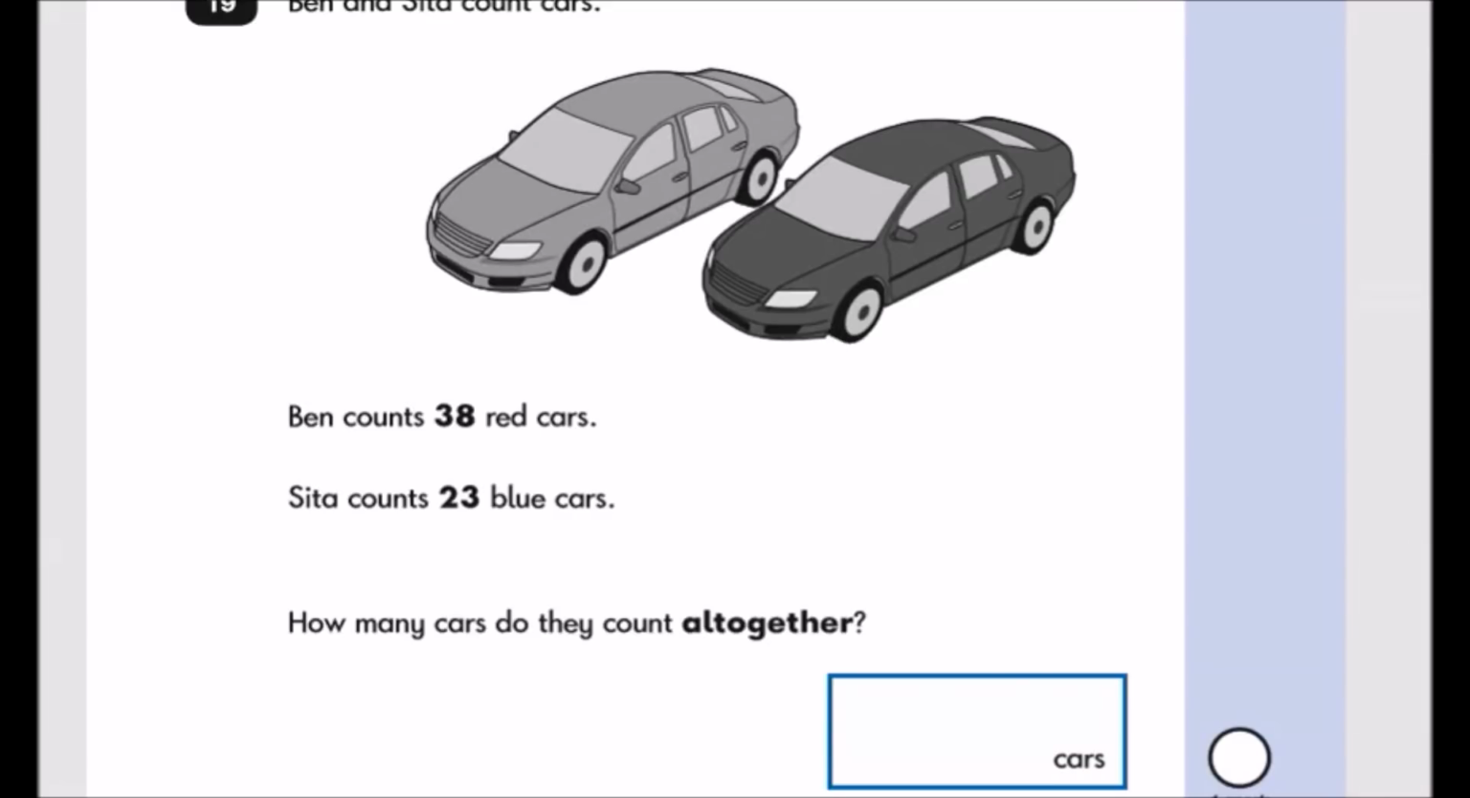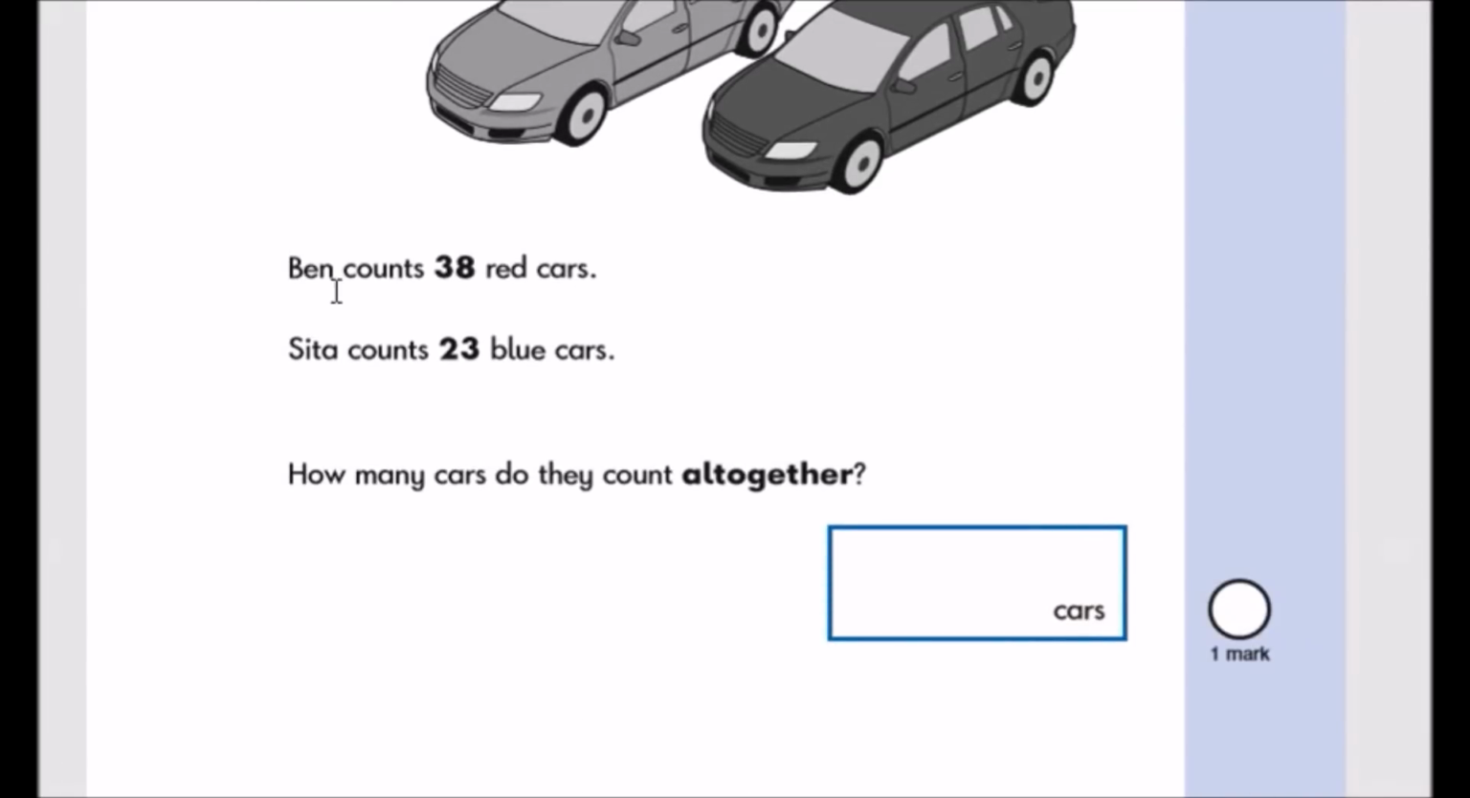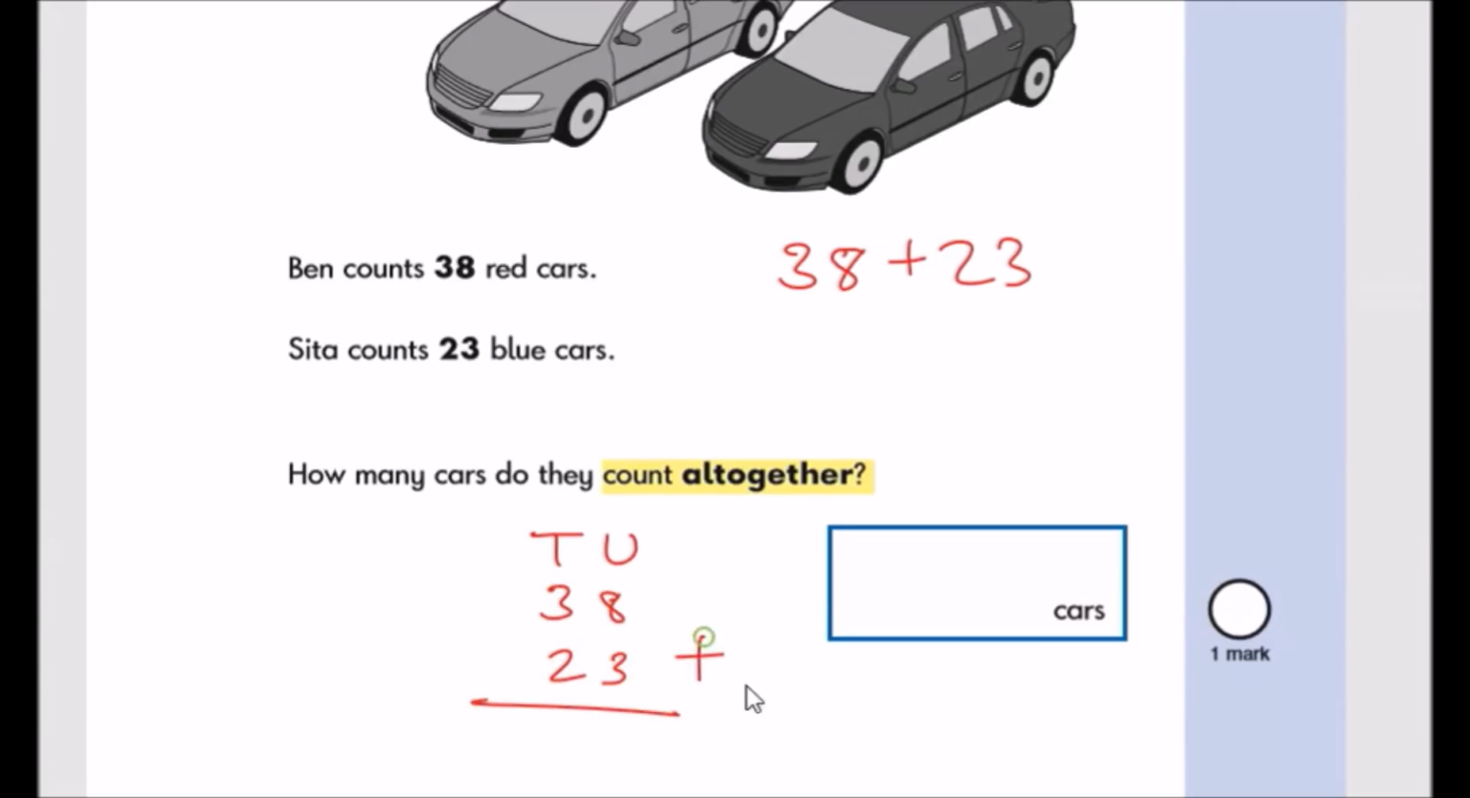Number 19. So Ben and Sita count cars. Ben counts 38 red cars and Sita counts 23 blue cars. How many cars do they count all together? So all together means you add them up. So you want all the cars. So you want 38 plus 23. Now, how do we add these numbers? Well, let's use a column method, guys. So let's put our tens and our units. So we got 38 here and 23. And we add them up.